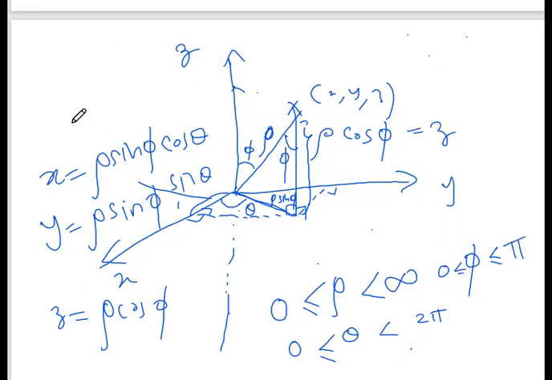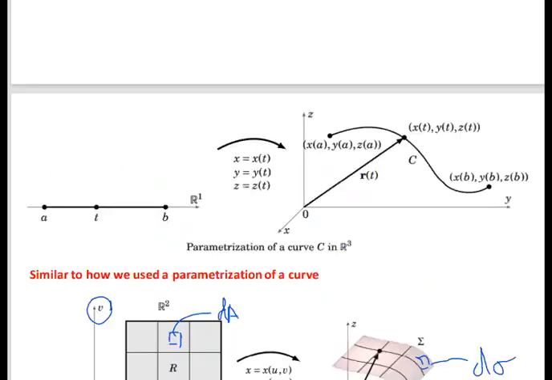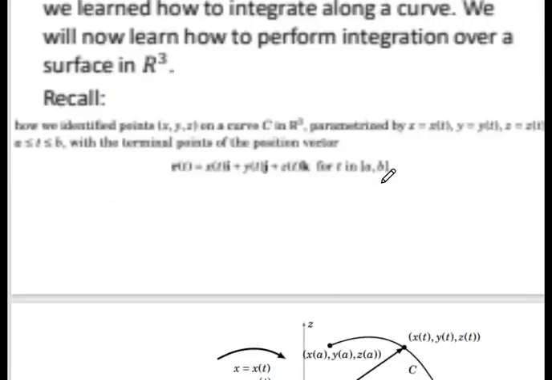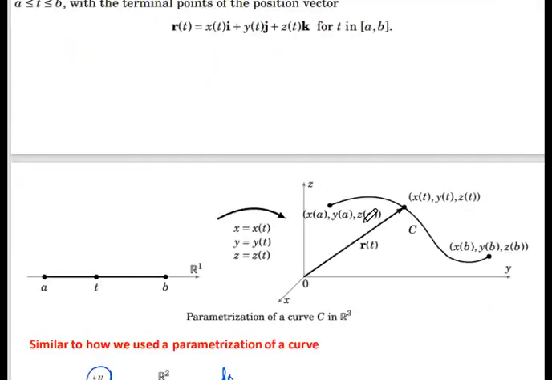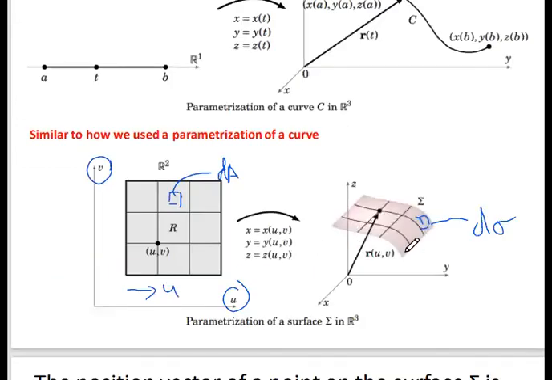So this is called cylindrical coordinate. You can convert this rectangular or Cartesian coordinate to cylindrical. So you can write x, y, and z in terms of rho, phi, and theta. Like that, you can convert any surface. You can rewrite, so you can parameterize your surface in terms of two variables, let's say u and v. So you know how to do that.